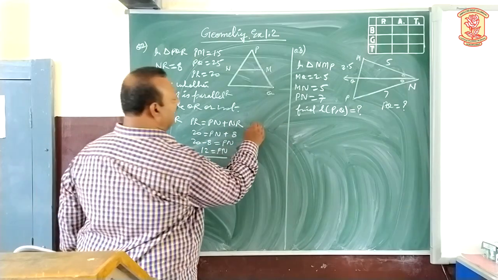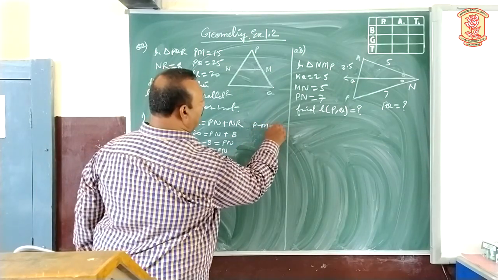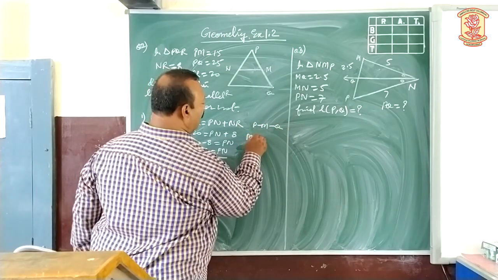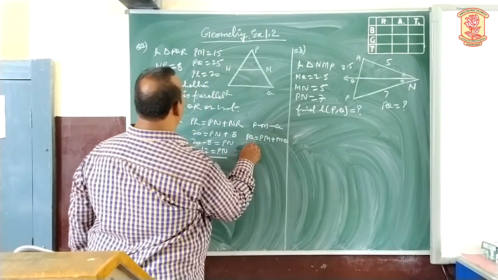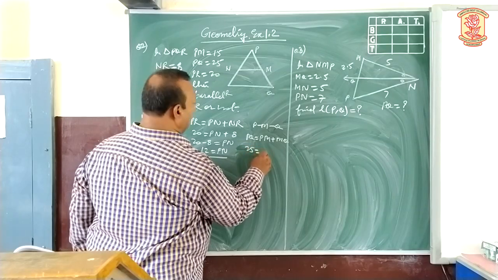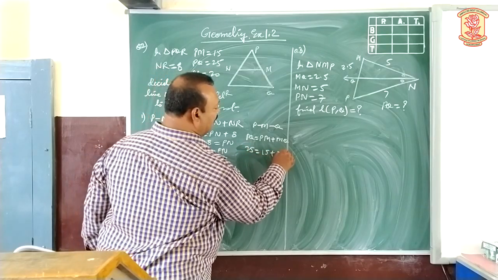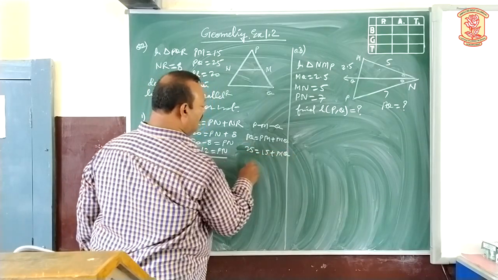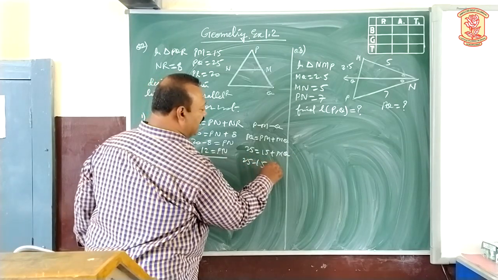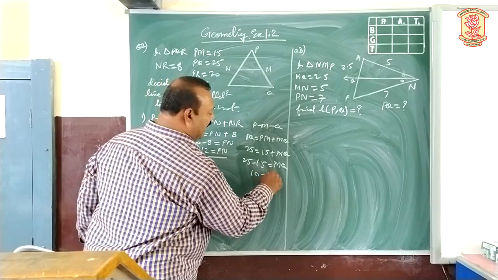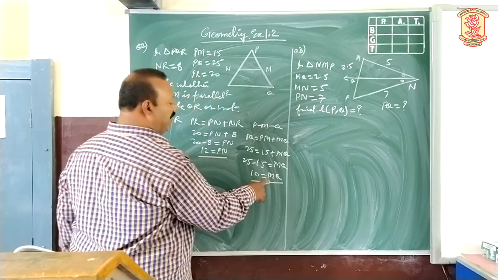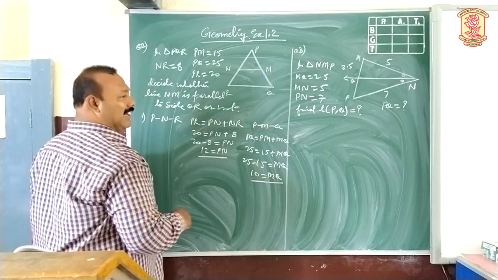Similarly, for the second case, M-P-Q. Now PQ is PM plus MQ. Value of PQ is 25. PM is 15 plus length of MQ. 25 minus 15 is nothing but length of MQ. When you subtract, how much do you get? 10 equals MQ. Now MQ is 10, PN is 12.